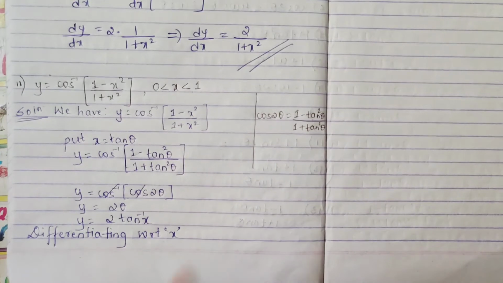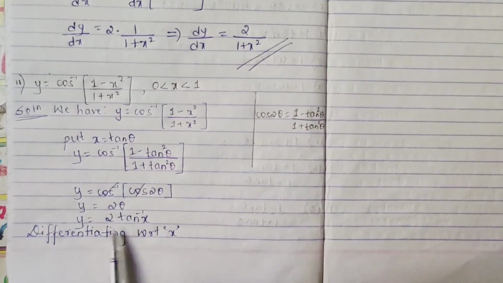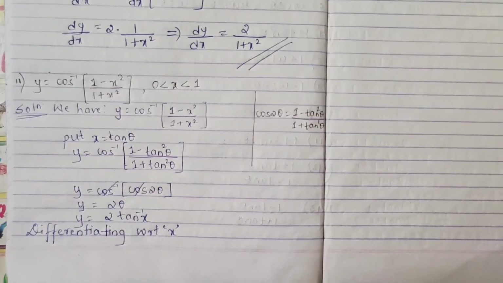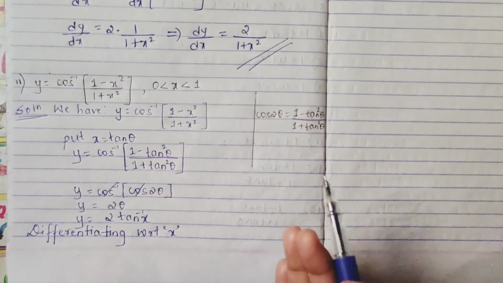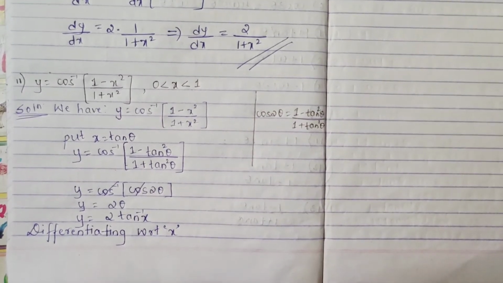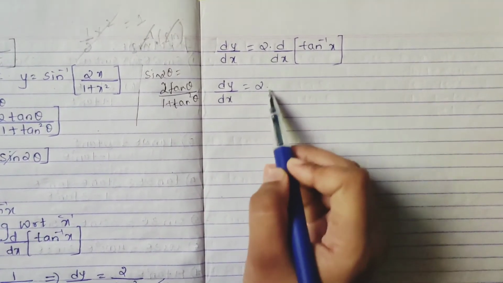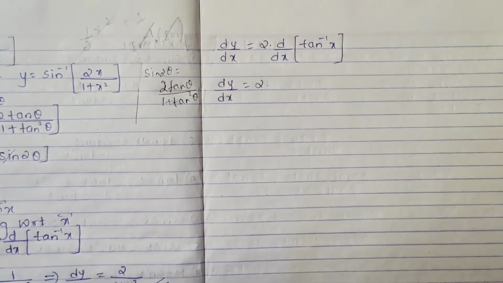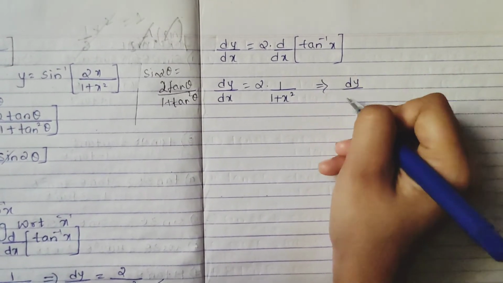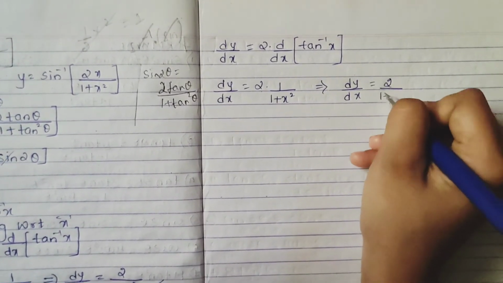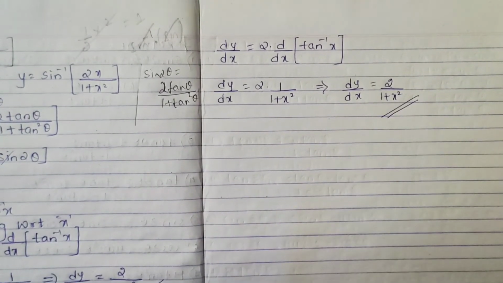So differentiating with respect to x, dy by dx is 2 into d by dx of tan inverse x. You can apply your uv rule, but at the end you will come up with what I am doing directly. Only the u part will remain because the other is a constant, so the v part automatically will be 0, right? So dy by dx is 2, keep it as it is, into the differentiation of tan inverse x, which is 1 by 1 plus x square. So your final answer is dy by dx is equal to 2 by 1 plus x square. See, again you have got the same answer as in your previous example.